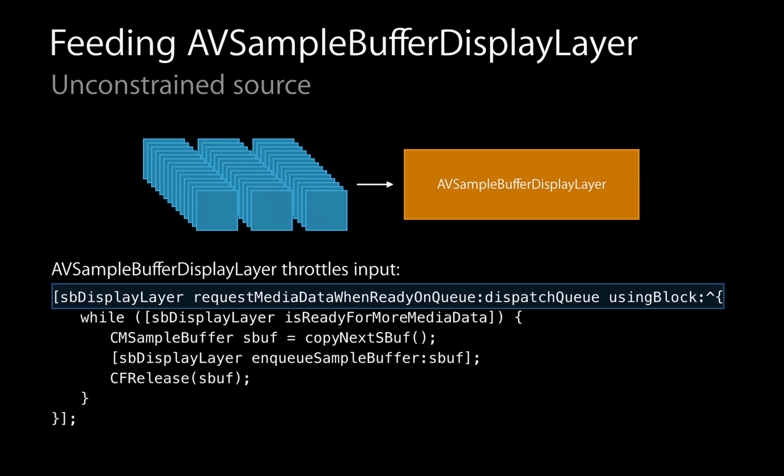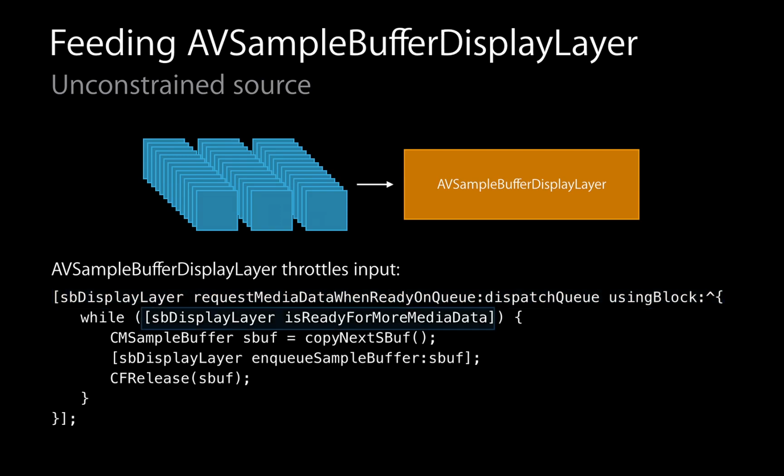Inside of that block, you can go ahead and loop while you're asking whether it has enough data. You use the isReadyForMoreMediaData call. If it returns true, that means it wants more sample buffers. So you keep on feeding sample buffers in. As soon as it returns false, that means it has enough, and you can stop. So it's a pretty simple loop to write.